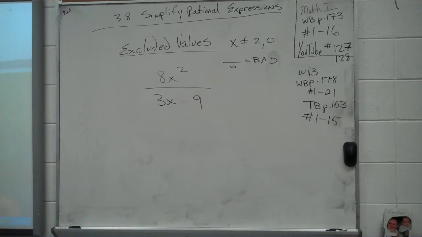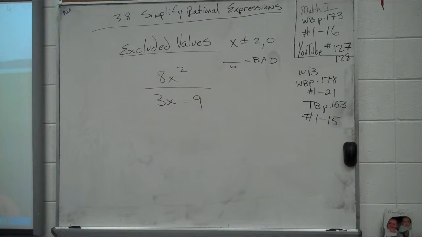I'll give you a hint. How many excluded values do you think you're going to have? 1. Why only 1? There's only one x. You're only going to have 1 excluded value. Raise your hand if you think it's 9. Anybody think the answer's 9? You're wrong.